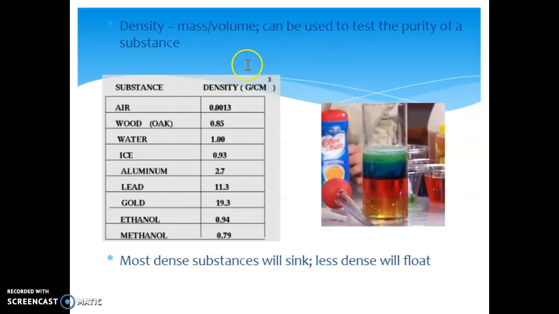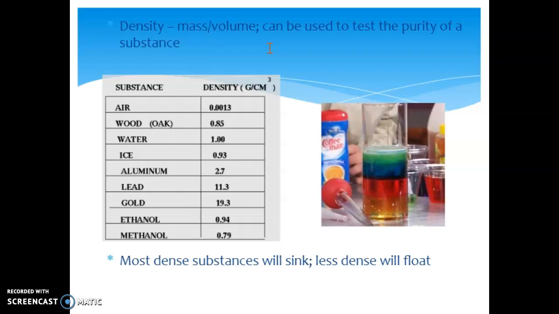Another physical property is density. This is a very important one because we usually identify a lot of materials and what they are by density. Density, by definition, is the mass divided by volume. So it's how much matter an object has divided by how much space an object takes up.